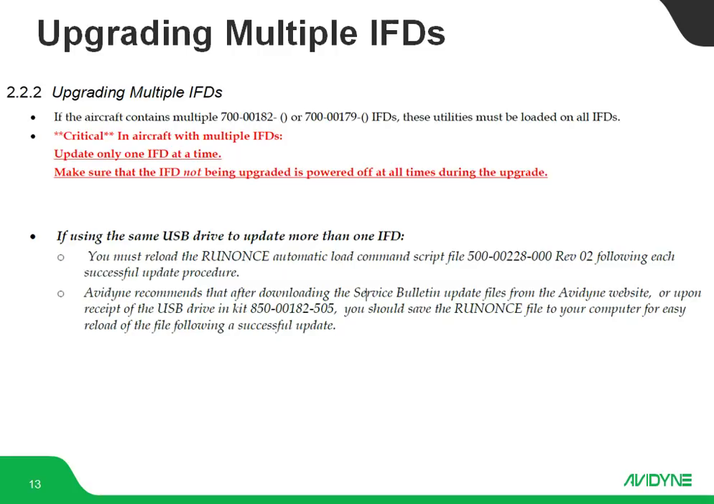The other piece to this is if we're doing multiple IFDs, that Run Once file that we talked about, you're going to have to reload that to the thumb drive for the second unit. Essentially what happens is after the first unit has completed the software update and everything's good to go, it's going to self-delete that Run Once file, so you will need to throw that back on the thumb drive to start the load on the next unit. All of the ESF files should still be there, but that Run Once file will disappear on you. Okay?